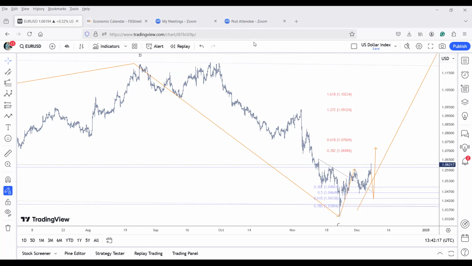Please, according to NFP data, Dixie should be bullish, but it is showing a downward move. That's what, Adnan, I just discussed.